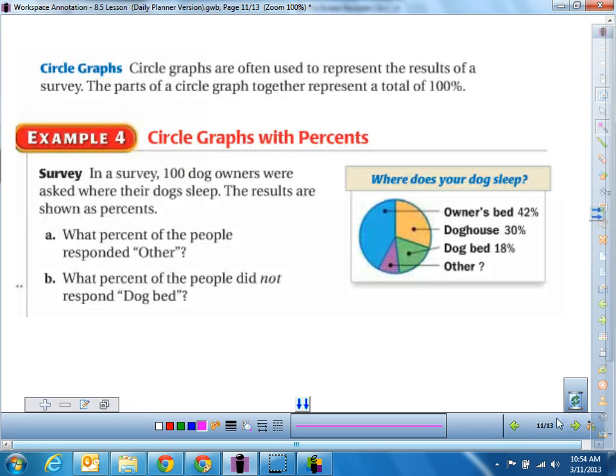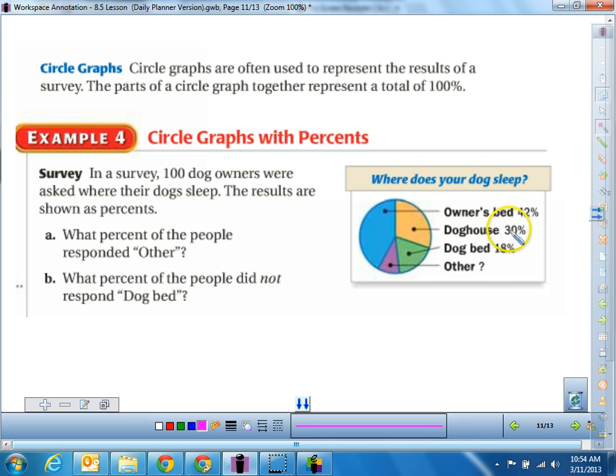Circle graphs is something else you need to do. We do a lot of circle graphs with percentages because the entire circle represents 100% of the data. And so we've got here in a survey, 100 dog owners were asked where their dogs sleep. What percent of the people responded other? So this whole thing is 100%. There were 100 people surveyed, so whatever the percent of each section is, that's how many people it was, because we've got 100 dog owners. So we're looking at this section here for other.